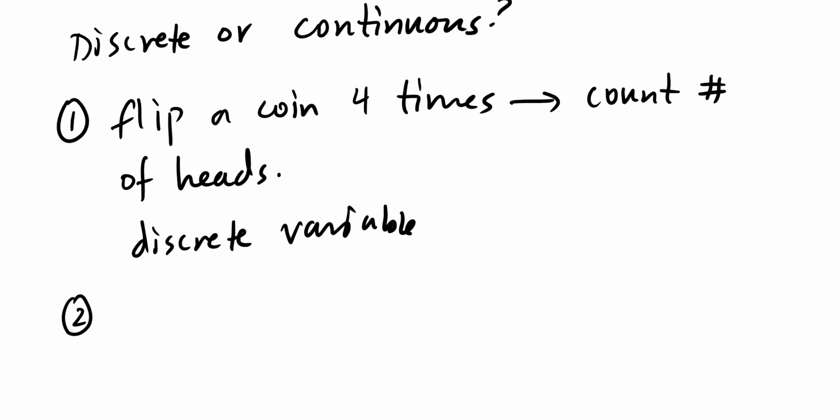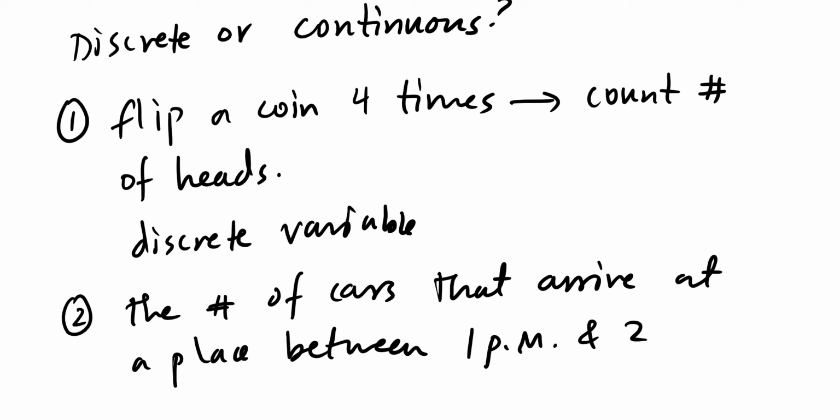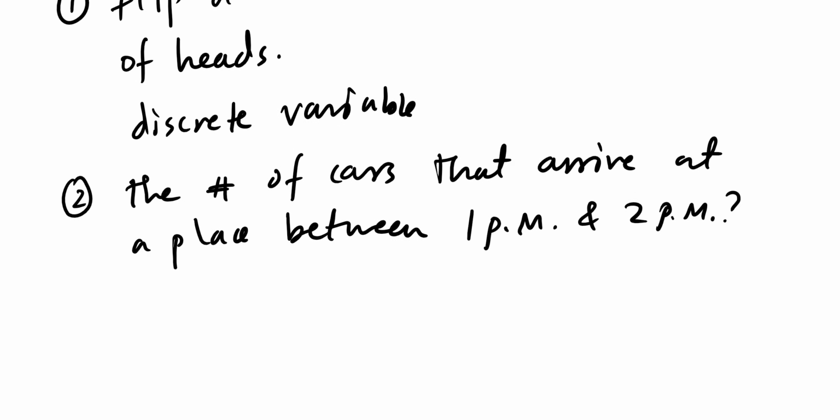Another one, what about the number of cars that arrive at a place between 1 p.m. and 2 p.m.? Is this discrete or continuous? You ask yourself, they're talking about the number of cars. Can we count them? Yes, we can. They are countable cars, so that's why it's discrete.